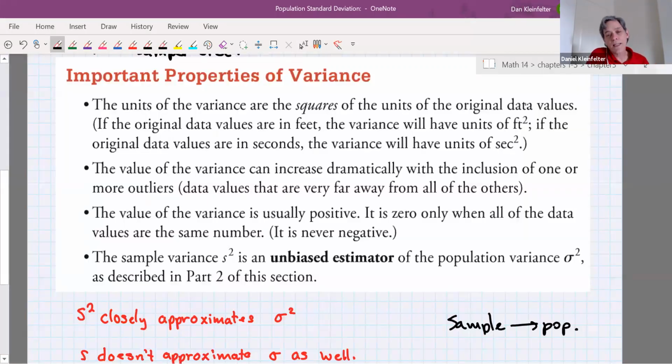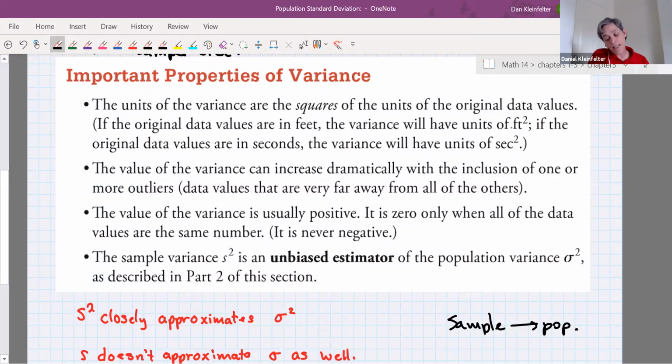Okay, so one thing that is important is that the units for the variance are the squares of the units of the original data values. So if your data values are, let's say, heights of people in inches, then the units for the variance will be in square inches, which is an area, not a height. So you want to be aware of that. Units for the variance are the squares of the units for the data values.